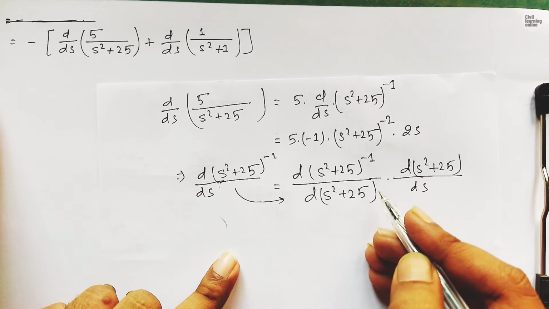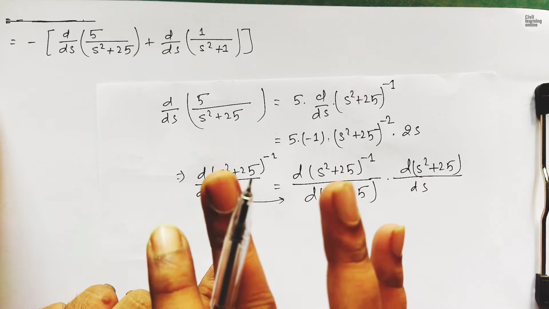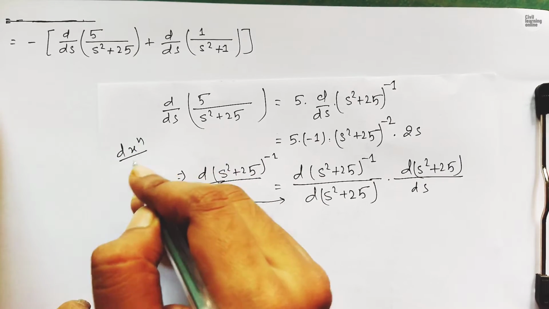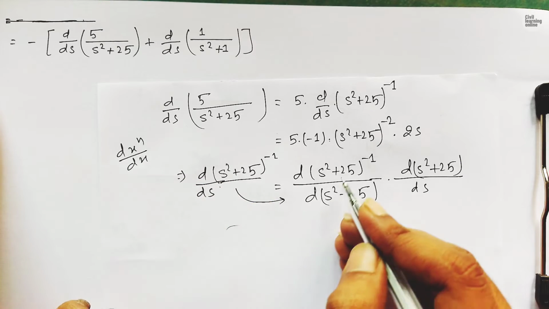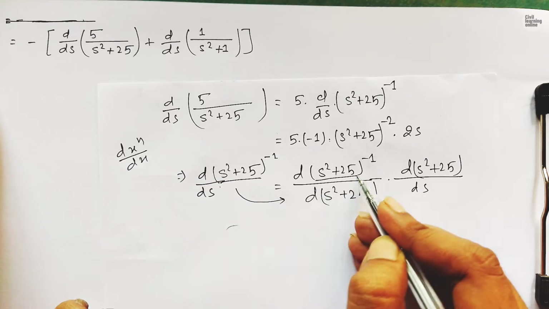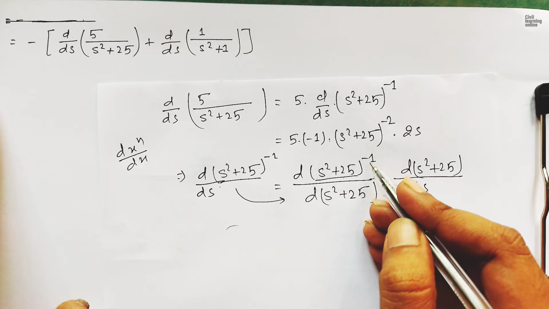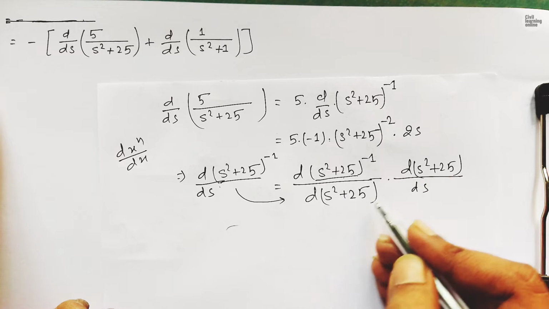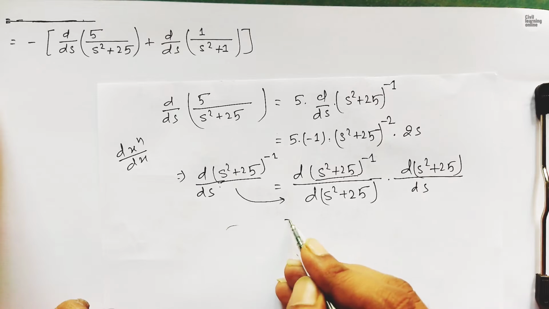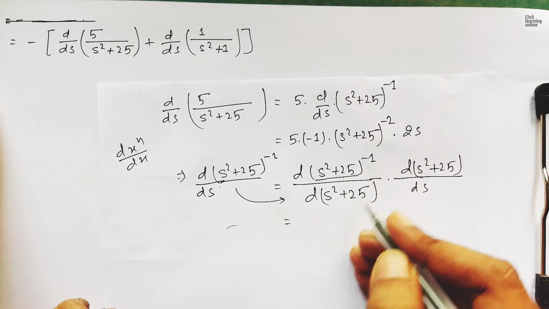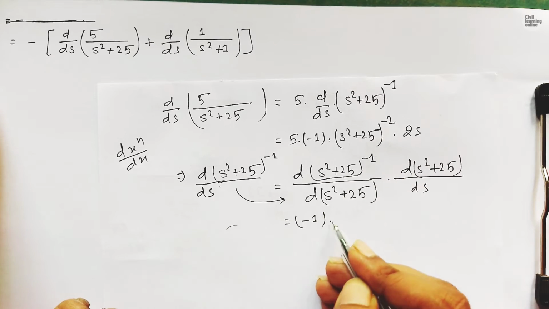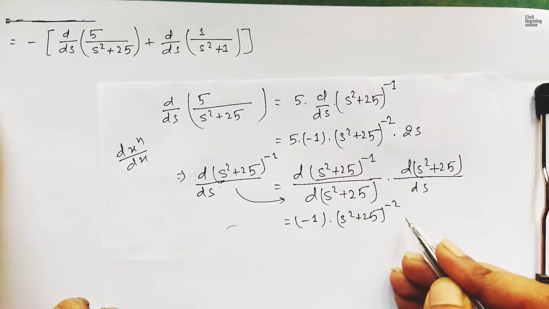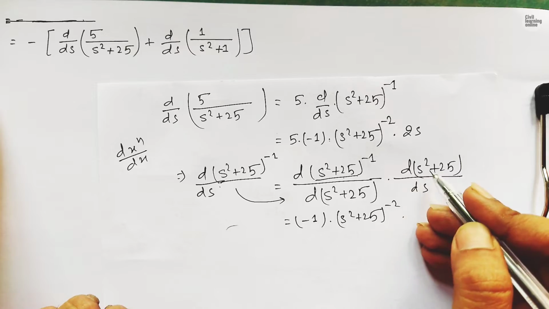This is chain rule because these two get cancelled, and in order to find the derivative of x to the power n, we need x below. So this whole is x. So x to the power n, we need x on the denominator also. That's why we apply chain rule here. So now derivative of x to the power n means minus 1 times (s square plus 25) to the power minus 2 times derivative of s square plus 25 upon ds.